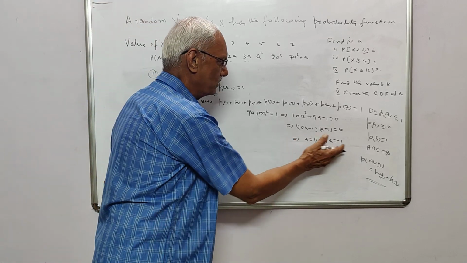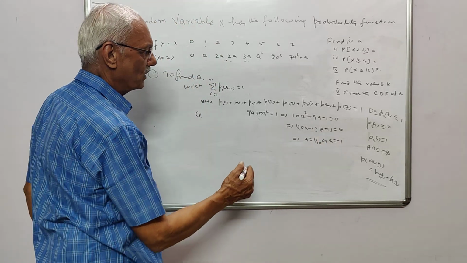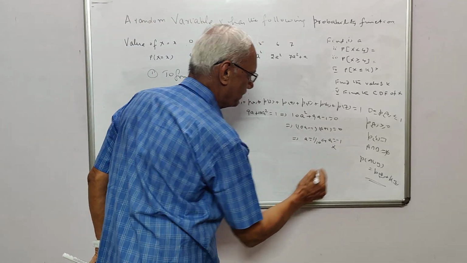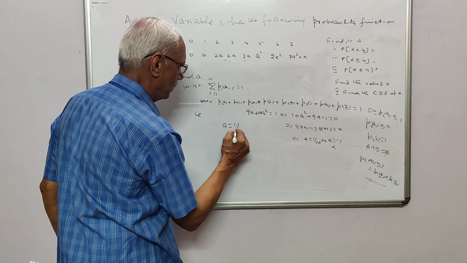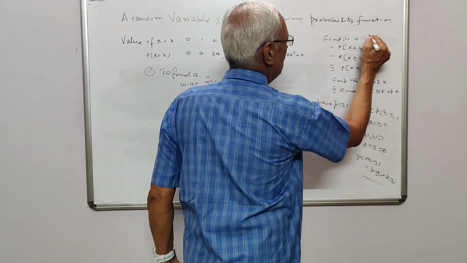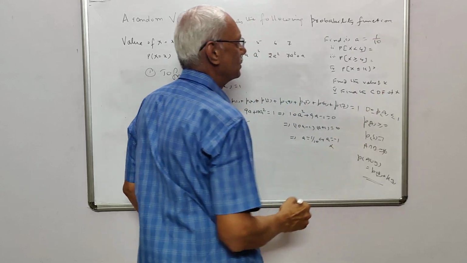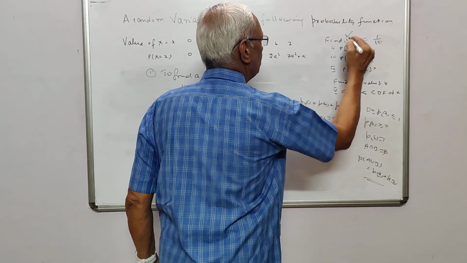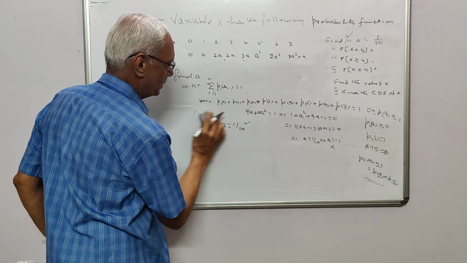So you see that this is what we have. So we cannot accept this. So a is equal to 1 by 10. So this is my probability. So you see that a is equal to 1 by 10. So the first problem is over.